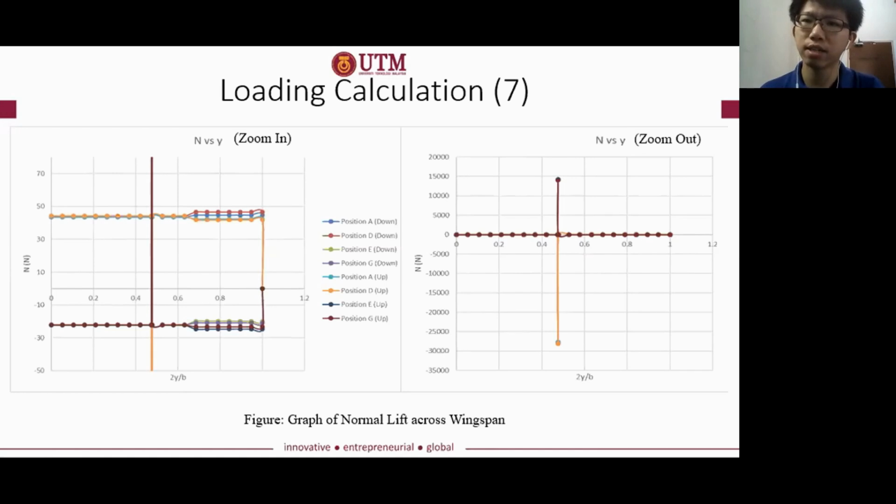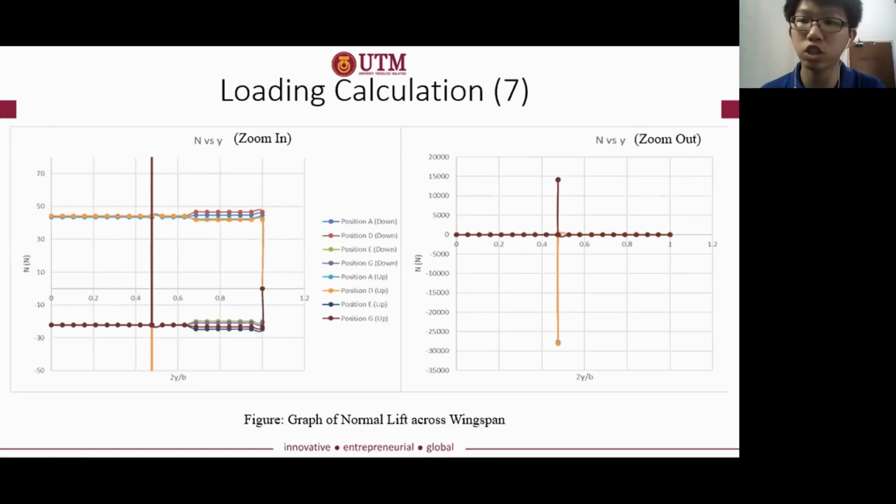Now, when you look at it, there's a sudden spike in the graph. Why? This is due to the reaction force of the wing strut, which we assume to be a concentrated load force at a small area, as I mentioned in the previous slides. So in both figures, the normal lift force is a constant straight line, since the wing is assumed to have no twist angle due to its small size, and the angle of attack is constant across the wingspan without aileron.